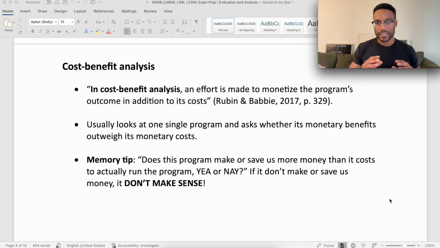Because let's say, just for the sake of math, it costs us $100 to run a program, and when we convert the benefits, the outcomes, the purpose of the program into terms of money, it's like, oh, snap, the outcome is generating us $25. Well, it's costing us $100 to run the program. So is it really worth it? When we look at the benefits in terms of money, it ultimately gives us $25 in return. It's not really worth it. So for cost benefit analysis, if it don't make money, it don't make sense.